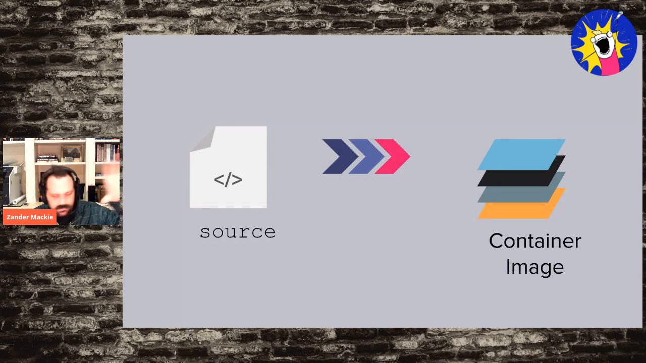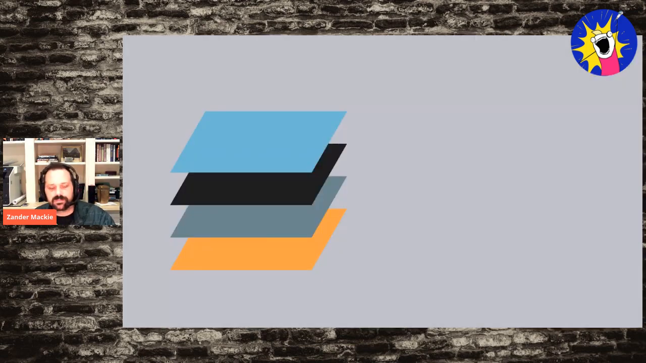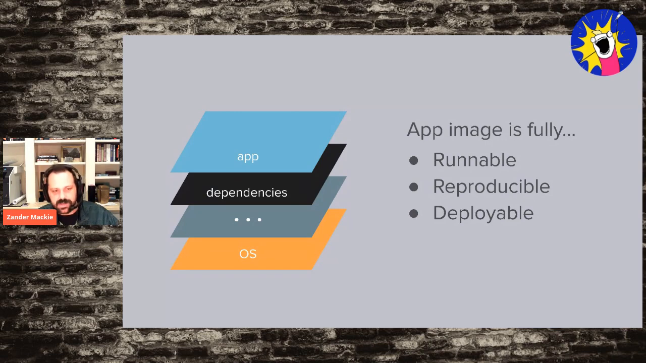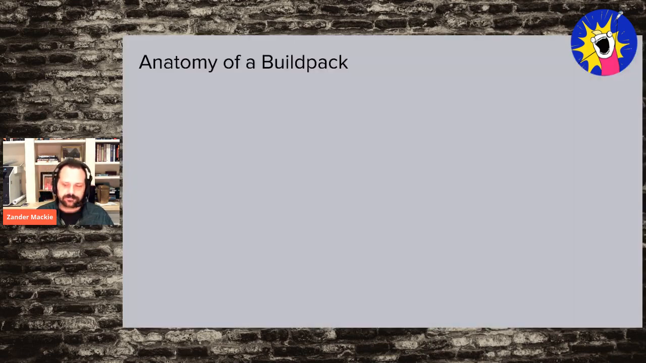So at a high level, we took our source code. This is the Cloud Native Buildpacks colors. We turned it into a container image in a pretty seamless way. You'll notice I didn't have to write any sort of file in that folder. There's no Dockerfile. There's nothing that describes the dependencies of the application anywhere. The buildpacks themselves detect all of that. So we got out of that an application image that's fully runnable, reproducible, deployable without me as a developer having to write a Dockerfile. Buildpacks did that magic for me.